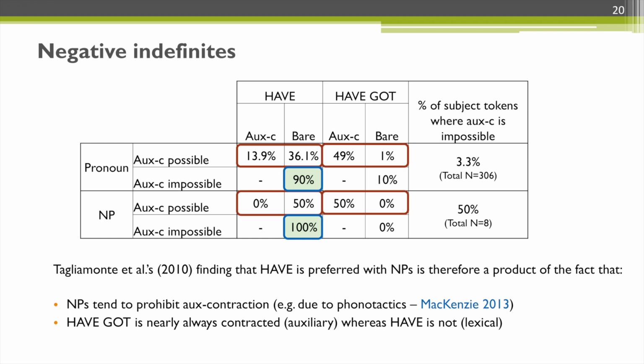So what we can say here is that Tallimont et al.'s finding from the stative study of have and have got, they show that have is preferred with NPs, but what this data shows is that it's a product of the different phonotactic restrictions with NPs versus pronouns and the status of the have versus have got as lexical versus auxiliary.